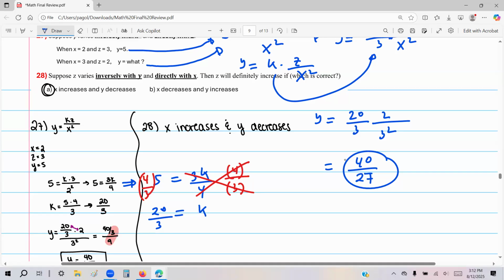The next one is logic. Depending on your equation, you see which direction you're going. So see, the next one starts with z varies. So we have a formula, z equals. It's inversely with y, directly with x. Inversely with y means y on the denominator. Directly with x means x on the numerator. And they're changing with some type of constant rate k.